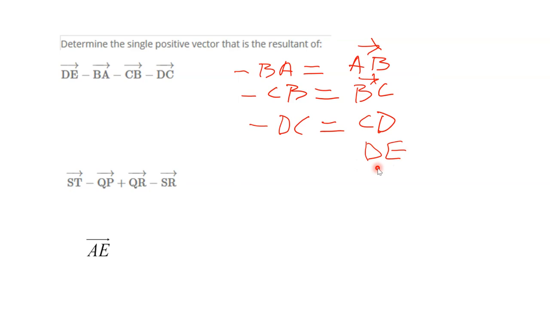Where do you get the E? Well, this says DE right here. The first one says DE, so I put the DE on the end here. So the vectors that you gave me, the AB, the BC, the CD, and the DE. Does that make sense now?